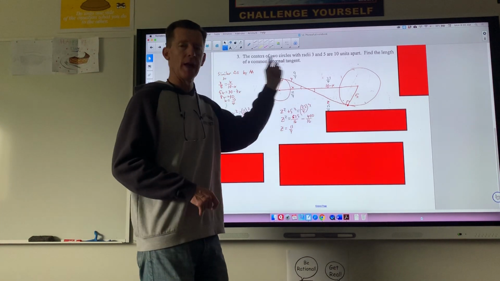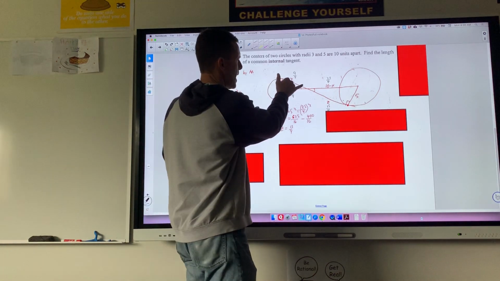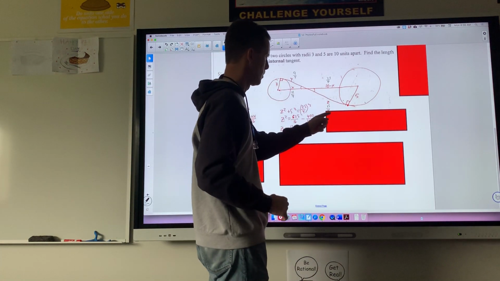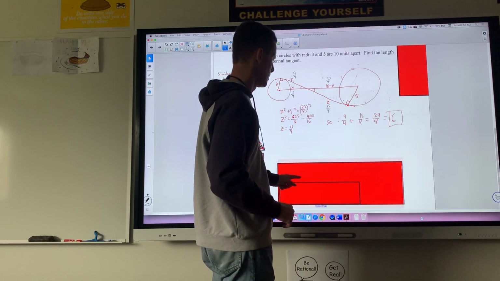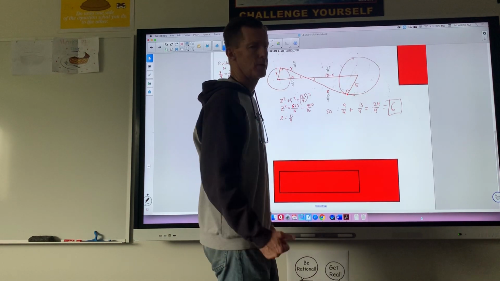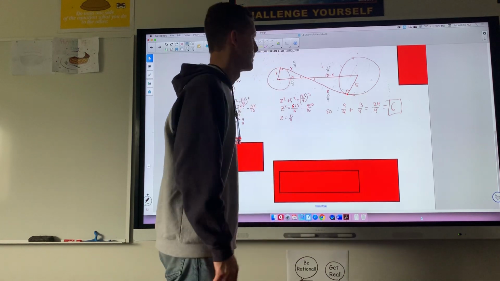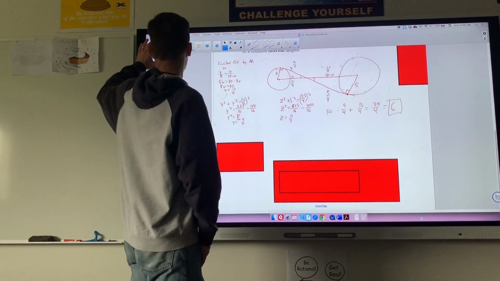Well, we're trying to figure out the length of the common internal tangent, so we just have to add that and that. So what does that get us? 9/4 plus 15/4 equals 24/4, which is equal to 6. Good problem.